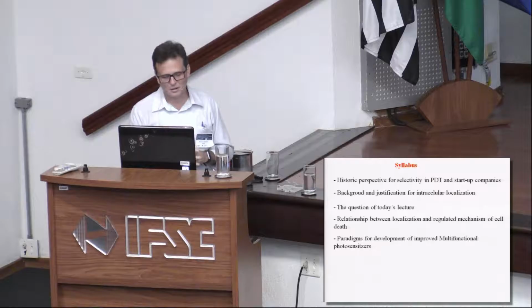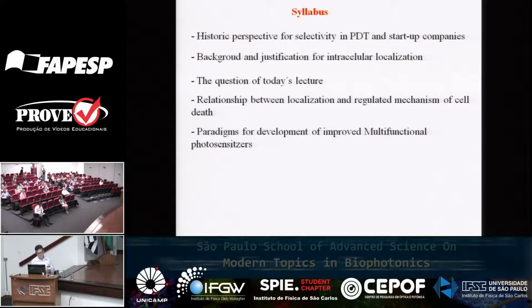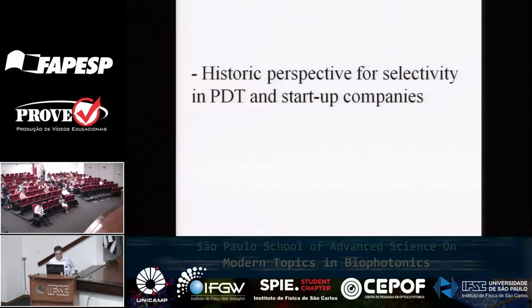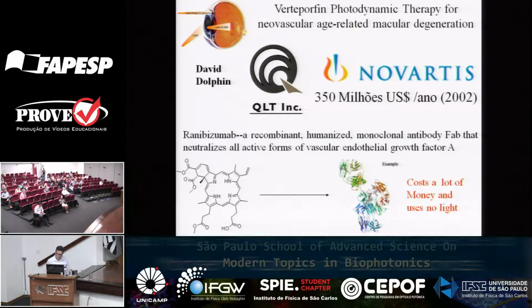And then for the most part of the lecture, I will discuss data from my lab, of course, compared with others, in which we compare the relationship between localization and different types of regulated cell death mechanisms, and discuss how to develop new generation photosensitizers to the end. So a bit of historic perspective, looking into selectivity, and also discussing a little bit of companies that were generated, some are still alive, and how they were started and what happened with them.